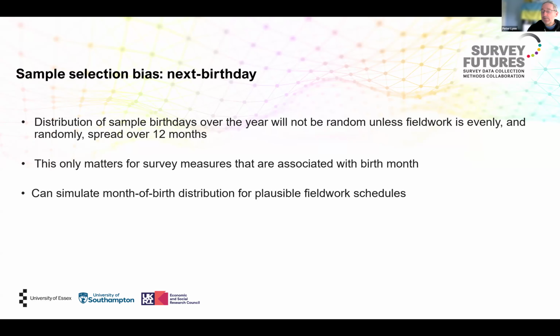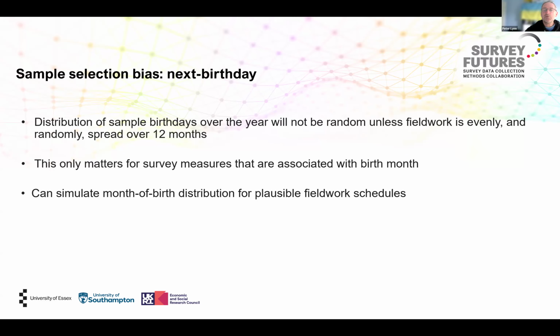So, let me just talk a little bit about those elements of non-random representativeness in our sample that we might be introducing with these different methods, just so we have an idea of what it is we're talking about. With the next birthday method, as I said, the issue is that potentially the distribution of birthdays in our sample may not reflect the population unless our fieldwork is evenly balanced over 12 months.